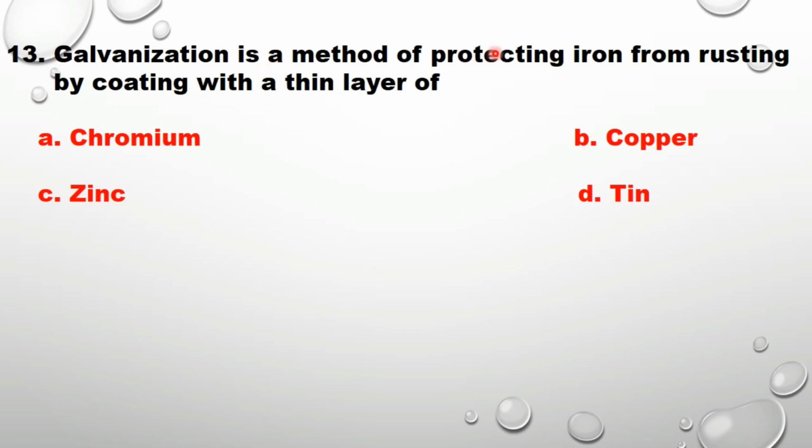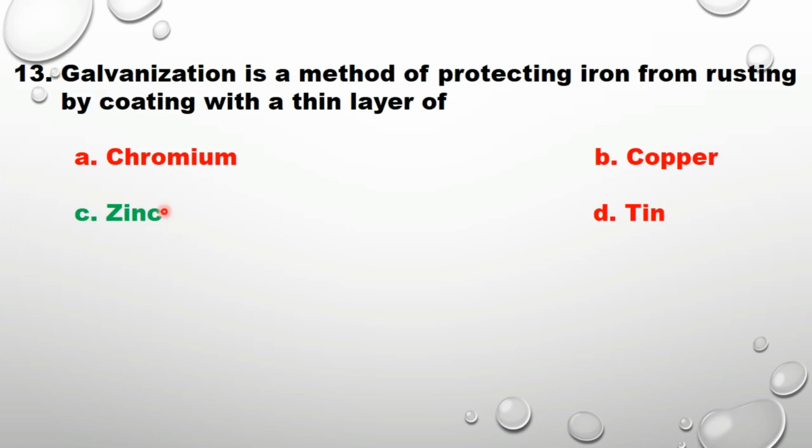Galvanization is a method of protecting iron from rusting by coating with a thin layer of option A chromium, B copper, C zinc, D tin. And the answer is option C zinc. To avoid the rusting of iron, we coat it with zinc.